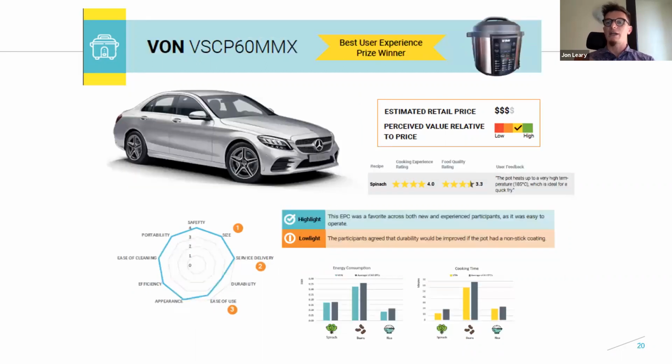And then the third one that stood out was the Von. This is like the Mercedes. So again, it scores well in all attributes. The price is moderate, so it's within reach for some people, but still it's aspirational. It's out of reach for many, especially the lower and middle income households.